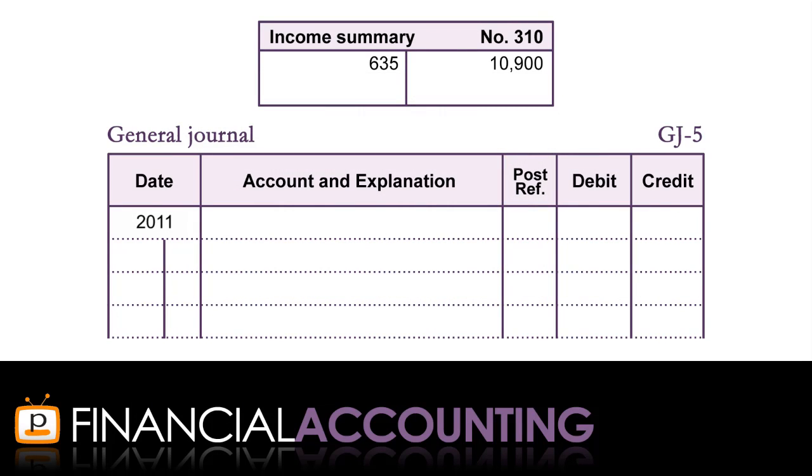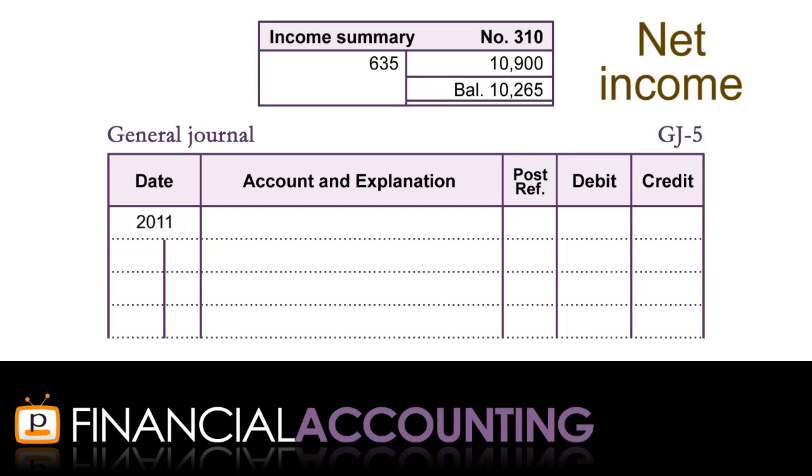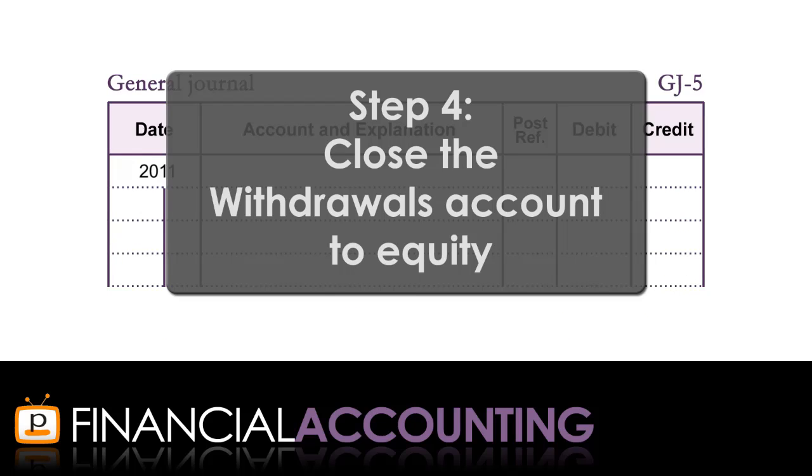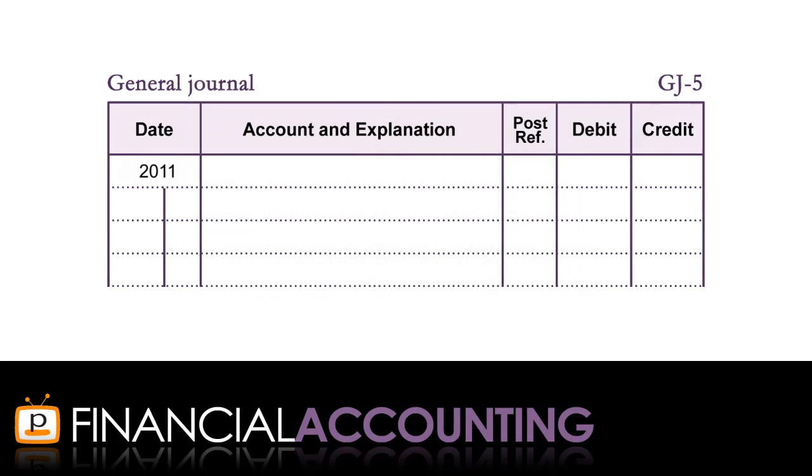In this case, the balance of the income summary account is a credit balance of $10,265, which means that the business earned a net income. The income summary account is therefore closed with a debit to the income summary account and a credit to the capital account for this amount. The final step in recording closing entries is to close the balance of the withdrawals account to equity. This journal entry consists of a debit to the capital account to reduce the amount of equity held by the owner of the business and a corresponding credit to the withdrawals account.